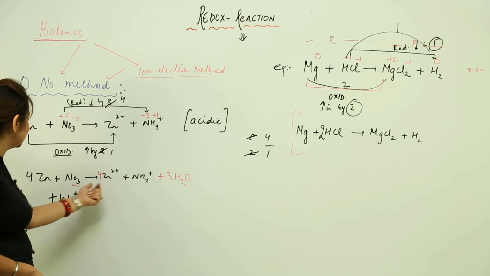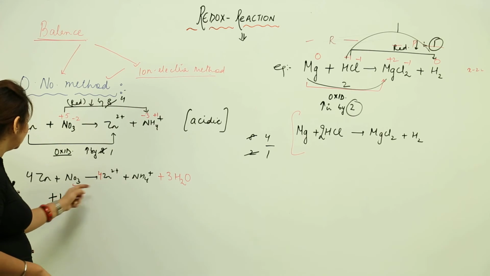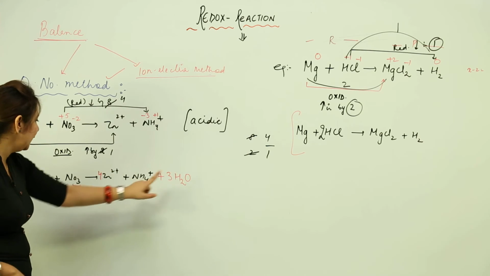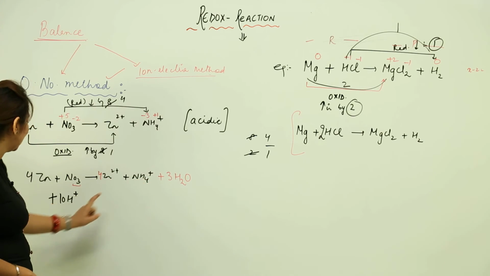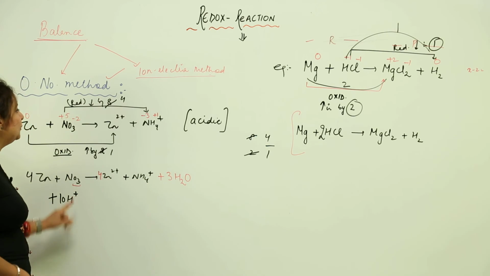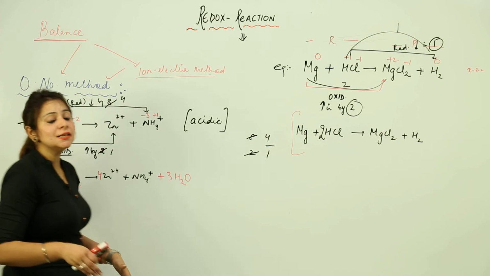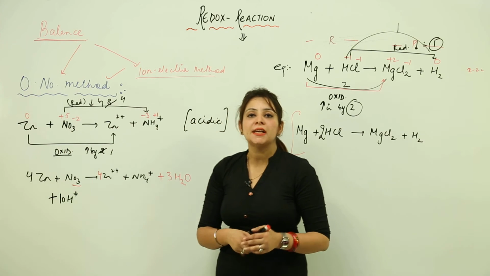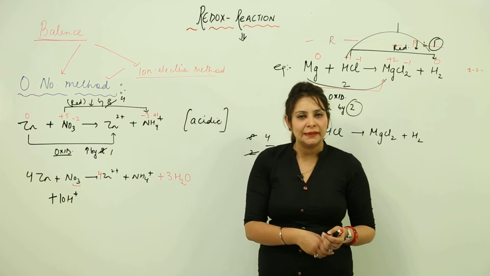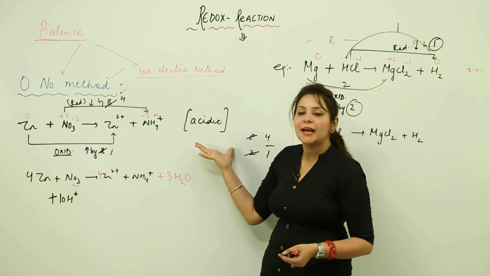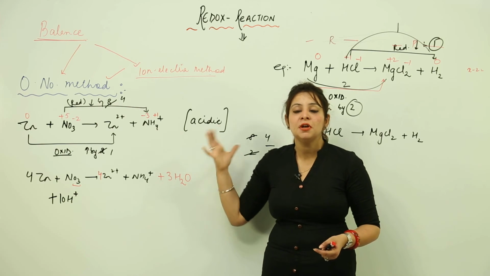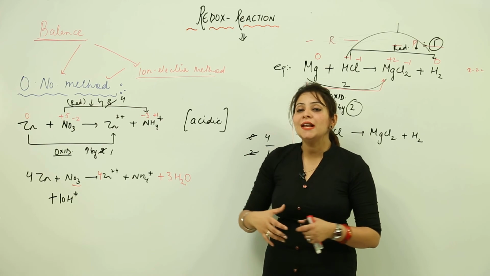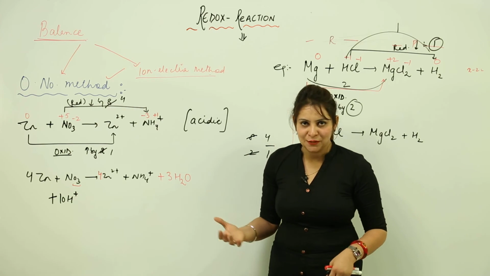4 Zn, 1 N, 1 N, O3, hydrogen 6 plus 4, 10, and this is mine 10. So that means this is balanced now. So this is how you need to balance by the oxidation number method, by just looking at whether the reaction is taking place in an acidic medium or in a basic medium. Now let us take an example based on the basic medium. Look at the board.